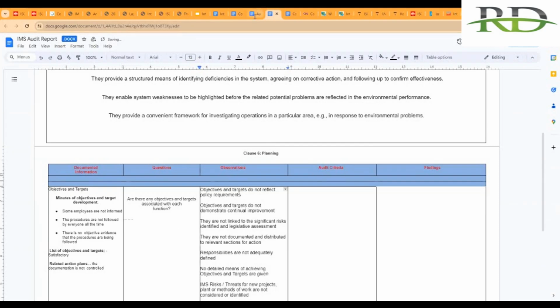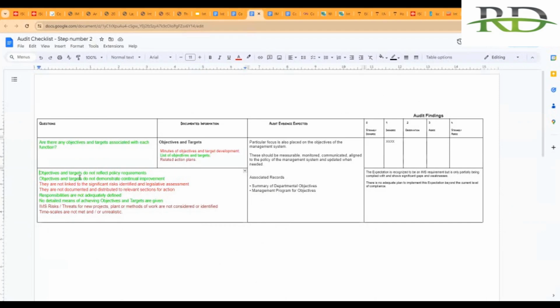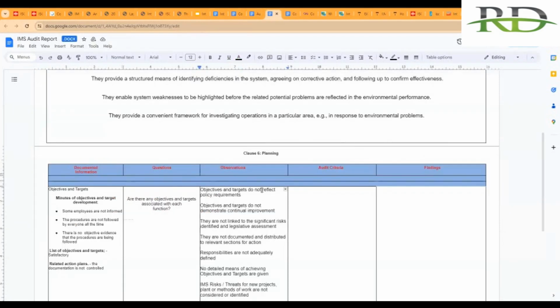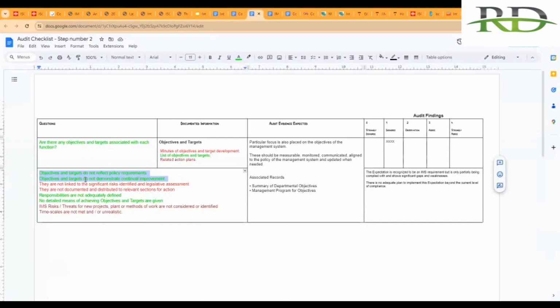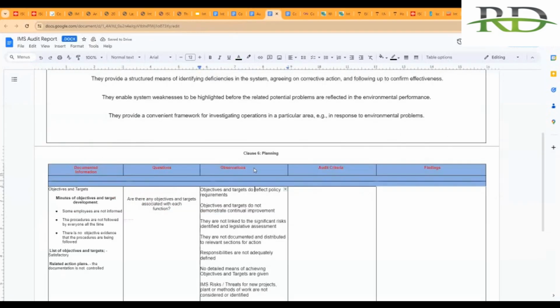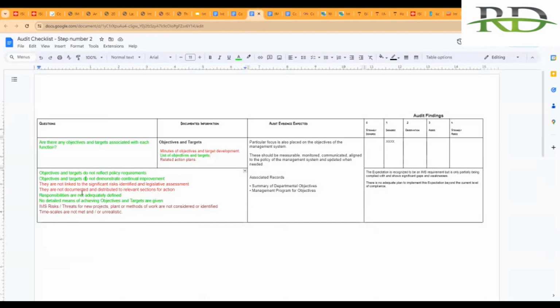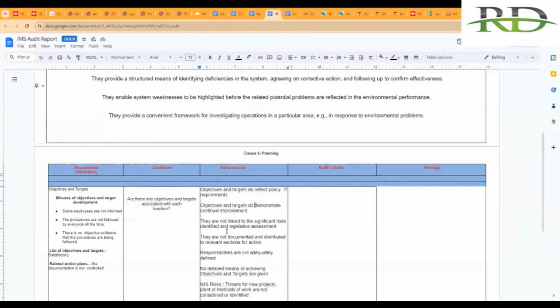You now come over here. So if these first two were green flags, you have to convert them. If they are green, you say objects and targets, you remove the negative aspect. You say they do reflect the policy requirement. The second one was also in green, so you say the objectives do demonstrate continual improvement. And if these two are negatives, okay, you leave them like that. So 1, 2, we leave them like that.